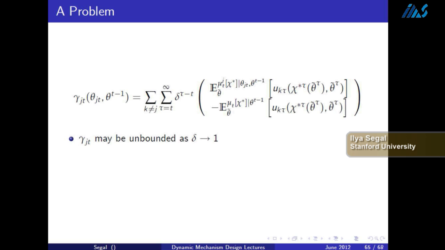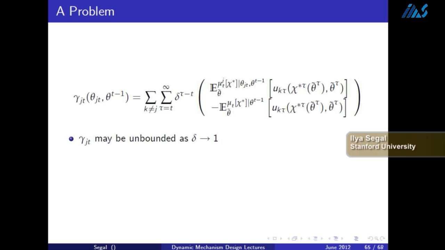Of course they have to be small in a way that does not depend on delta, because we want to take delta to 1, and we want to make sure that even if delta is close to 1, so that they're very patient, these payments don't blow up in the process. So they still have to be bounded, even when delta is 1. Okay, now let's think about what these payments are and see how we can make sure they're small.